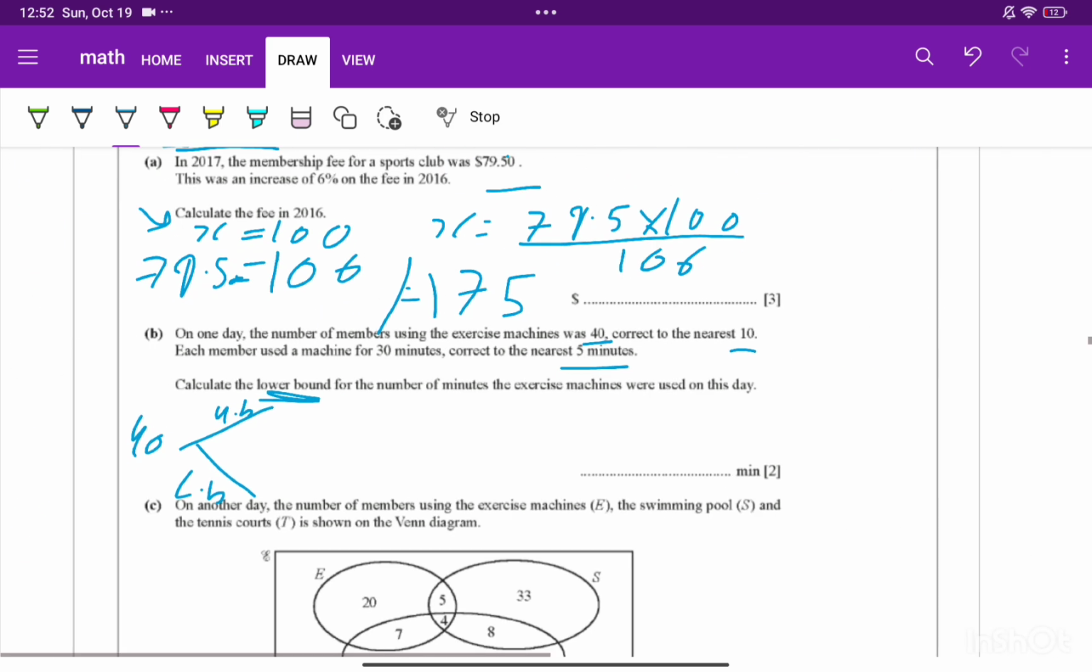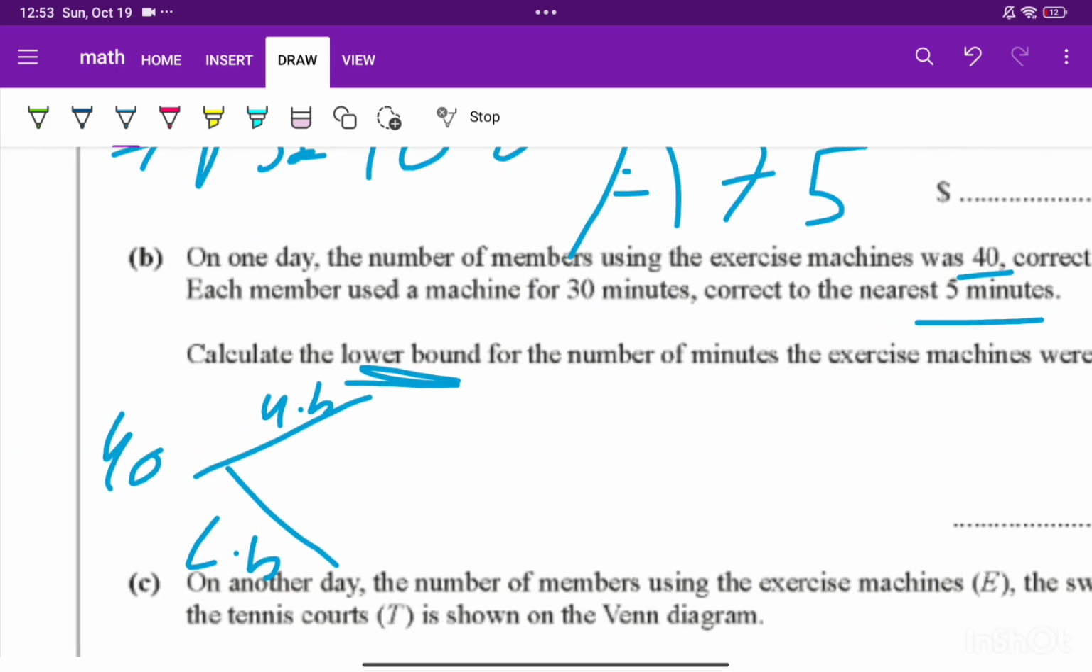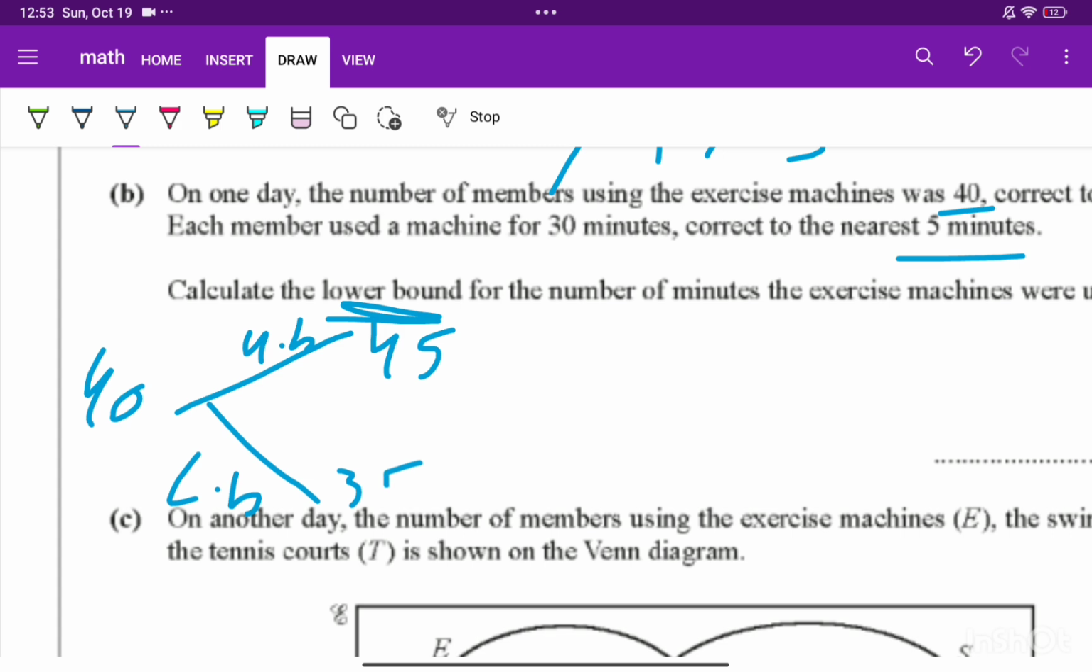Okay, so as we know, the 40 is correct to nearest 10. So 10 half is 5. So for upper bound we will plus 5, so it will be 45. For lower bound we will minus 5, so it will be 35.